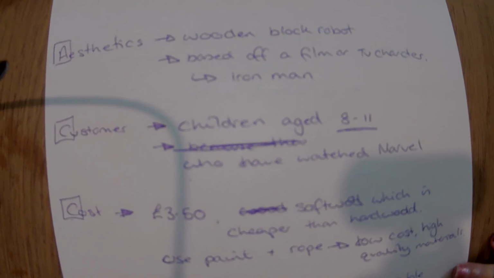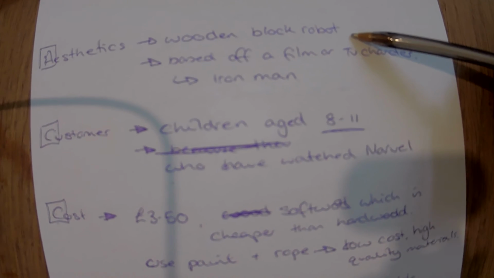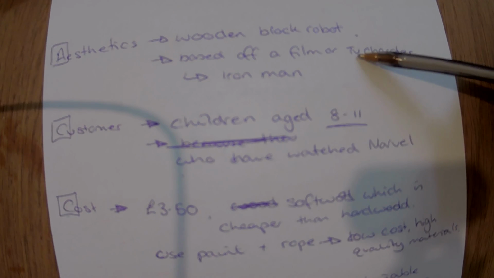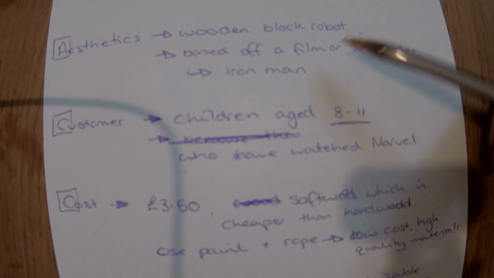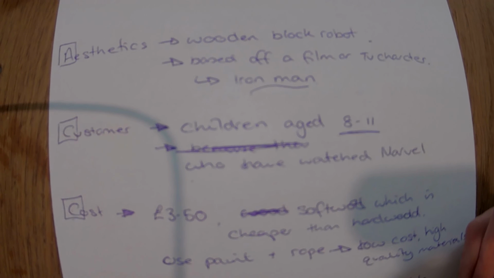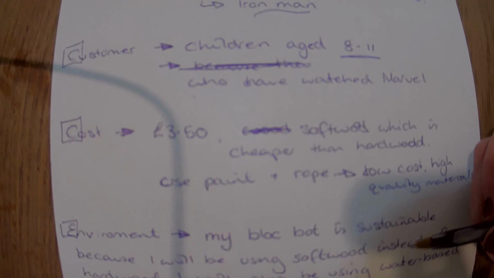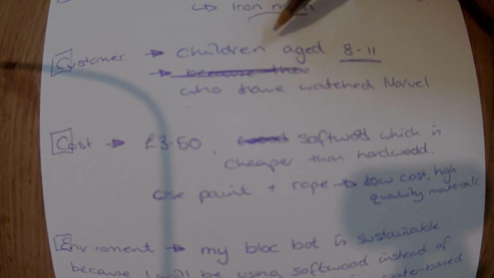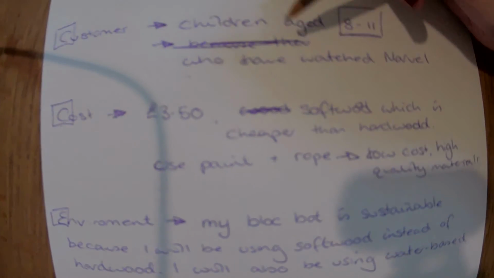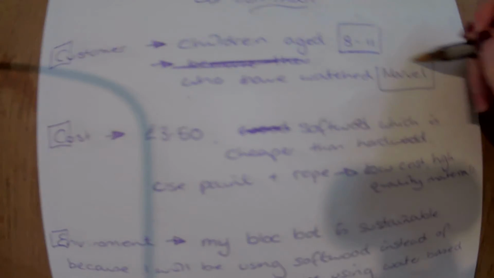Aesthetics. This is what your robot, your product, will look like. First off, your product is a wooden Bloc robot, and it's also based off a film or TV character, and I want you to name what film or TV character you want to design yours on. Customer. It's based off children aged, and then I want you to put your age range in, and it's children of this age who have watched your TV show or film.